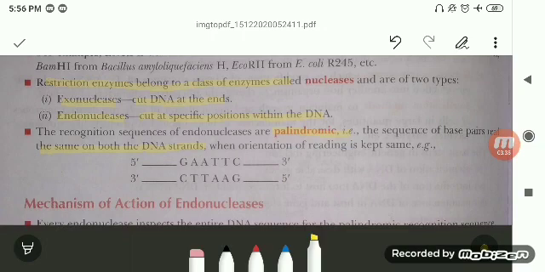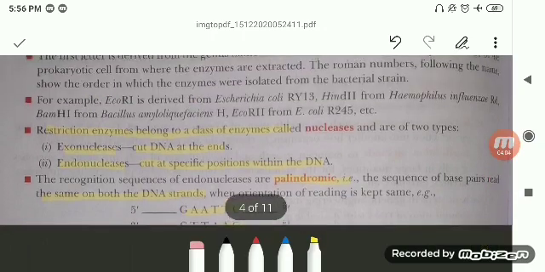For example, reading 5' to 3' we have G, A, A, T, T, C. Similarly, when you read the other strand from 5' to 3' again, the same pattern is there, G, A, A, T, T, C. So these 6 base pair sequences which are palindromic are known as the recognition sites.